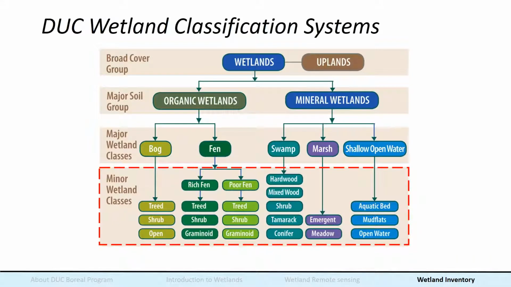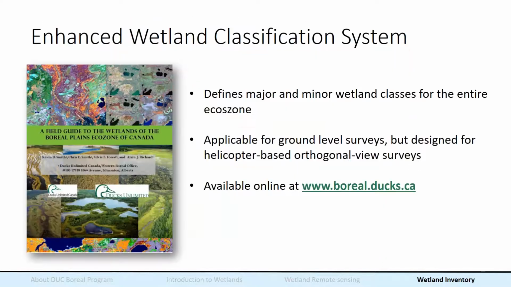So next I would like to talk about our minor wetland classes. This breaks down our 5 wetland classes more detailed into a 19-class classification system based on hydrology and vegetation. This is called our Enhanced Wetland Classification System, or EWC. So the EWC defines major and minor wetland classes for the entire ecozone. On the Boreal website, we actually have a field guide to wetlands of the Boreal Plains ecozone in Canada if you are interested. Our EWC is applicable for ground level surveys, but also designed for helicopter-based surveys as well.